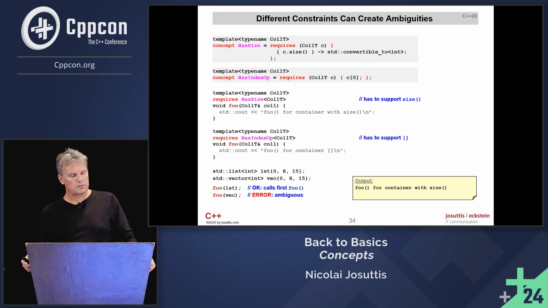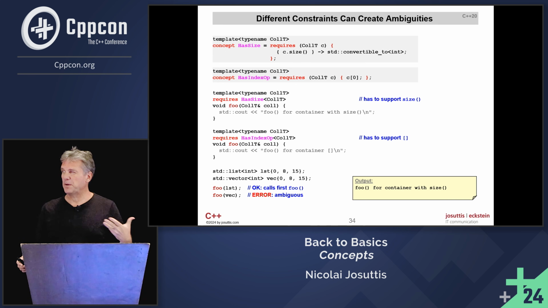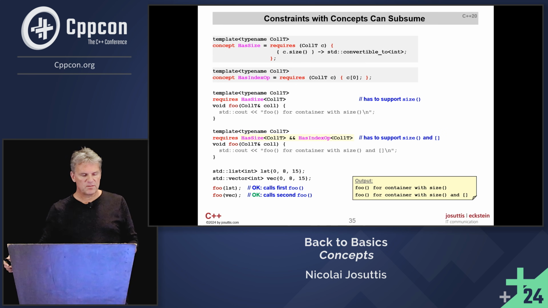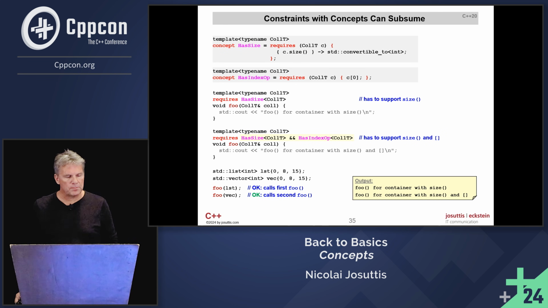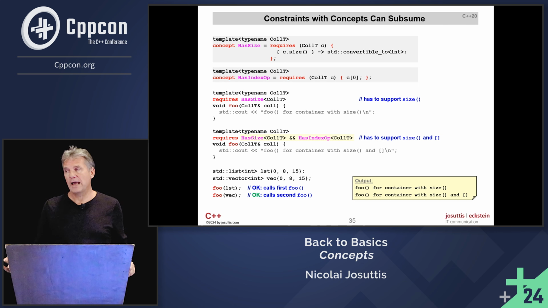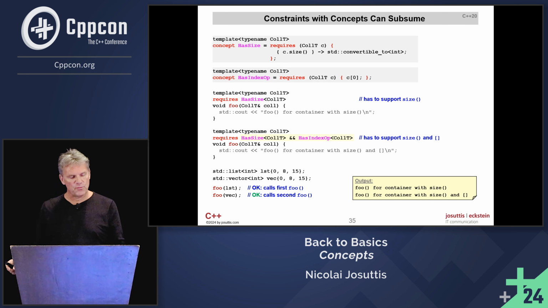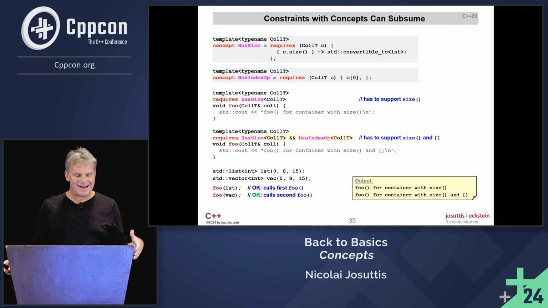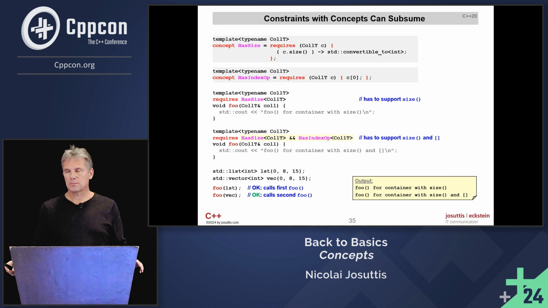But it's possible to specify a hierarchy of constraints. You have to specify that explicitly. So you could say, for example, that my second foo has a constraint, but this constraint is more special than the constraint for the first foo. So we require has size and has index of. That will work because that's now more special than the other.